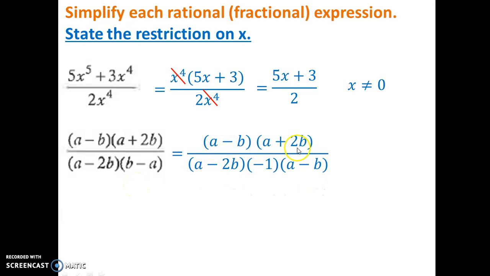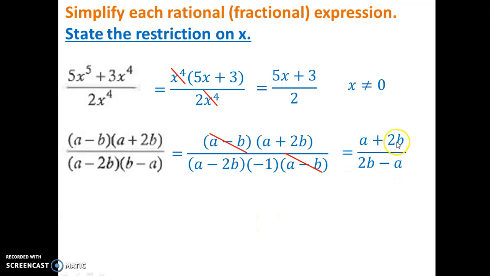The top has remained the same. The bottom, out of this second factor, I pulled out a negative 1. So if I take negative 1 out of there, then both of these, their signs change. So notice the b went from being positive to negative, and the a went from being negative to being positive. If you multiplied this negative 1 back in here, you'd end up back at this. So by removing that negative 1, now we have a common factor, a minus b, a minus b. So those can cancel. Simplify the rest.